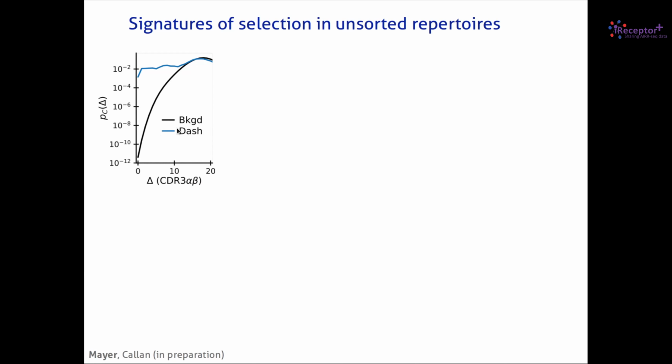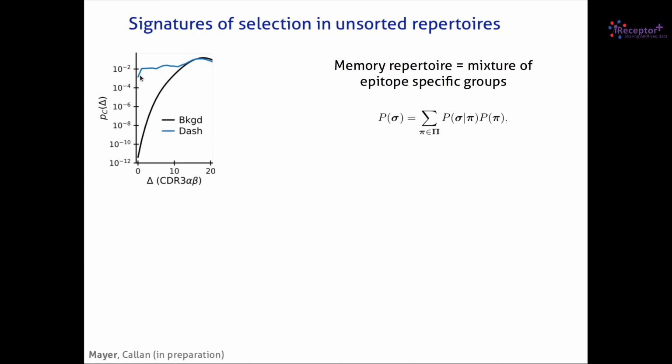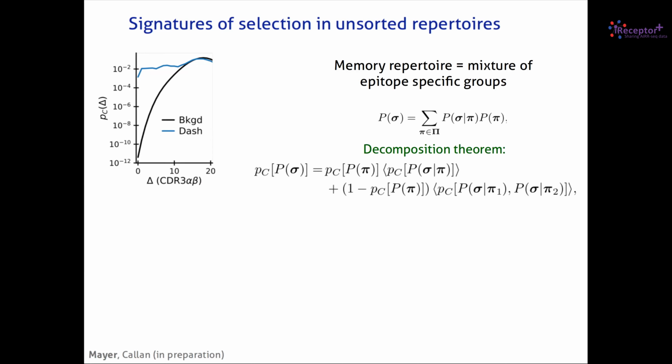So similar to what we've seen for the BCRs in the last talk during the discussion, there's a very high level of convergence in receptors that have been sorted for antigen specificity. And if you think about a memory repertoire as being a mixture of epitope-specific groups, you can actually derive a decomposition theorem where the coincidence probability in such a mixture distribution is given by the sum of two terms: the coincidence within the receptors that are specific to a certain target, and the coincidence probability between targets. And if the number of targets is relatively limited, which might be due to immunodominance, there's a prediction that we should actually see an imprint of this selection even in unsorted repertoires. And this is exactly what we found.